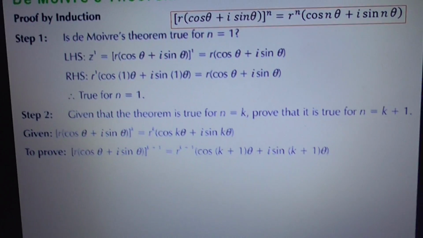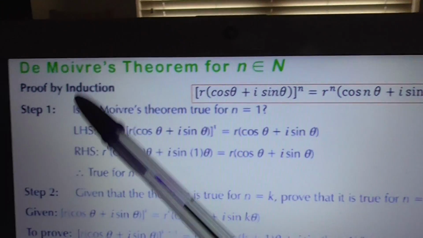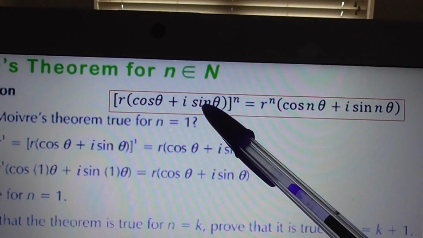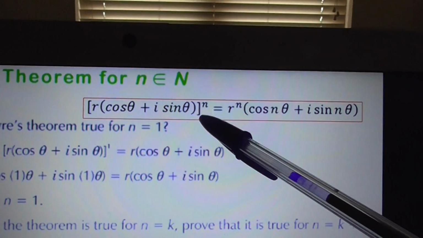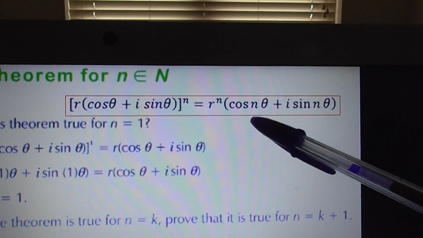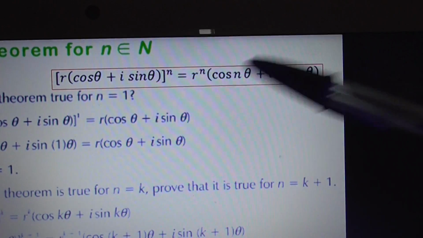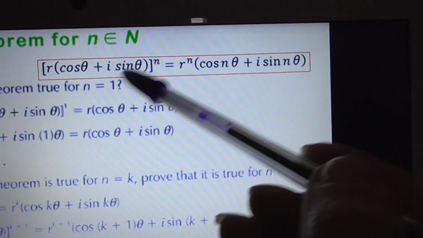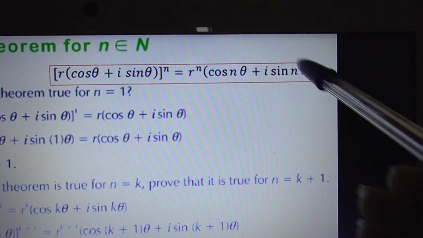So we're going to start off. What is it that we're actually trying to prove? First of all, de Moivre's theorem is r times cos theta plus i sin theta, keep it all in a square bracket, to the power of n. That should equal r to the power of n by the cos of n times the angle plus i sin n times the angle. You bring down the power and put it on the modulus, r, and you're also multiplying the angles by whatever the power is as well. So that's de Moivre's theorem.